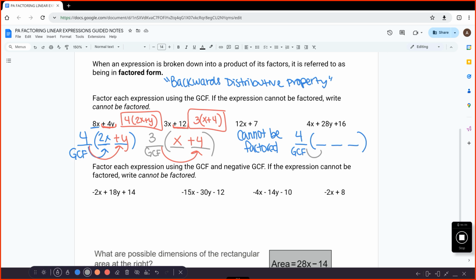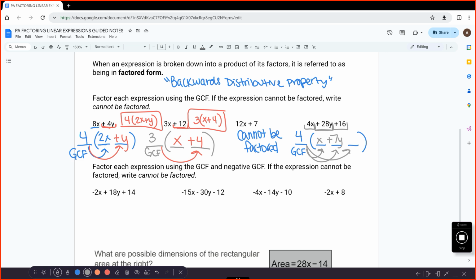All right, so 4 times what number will get me 4x? 4 times x. 4 times what number will get me positive 28y? Right, 4 times 7, positive 7. Sorry, I should have said positive 7y, right? 4 times positive 7y will get me positive 28y.